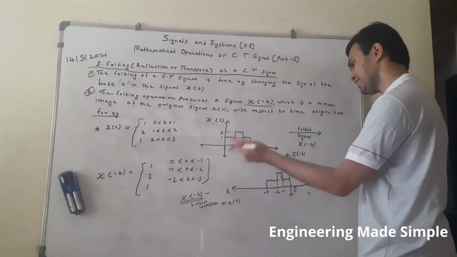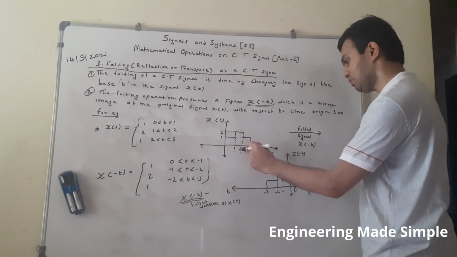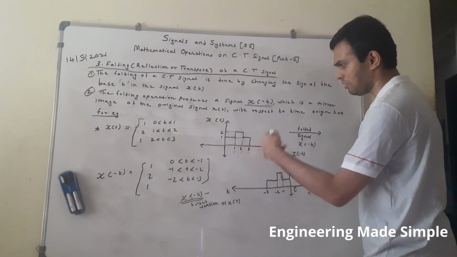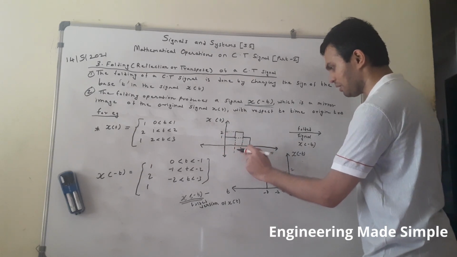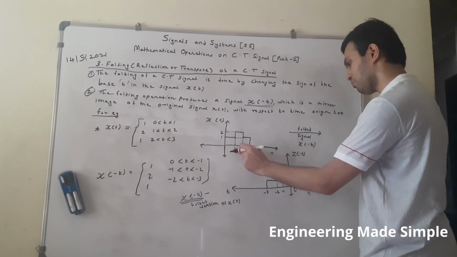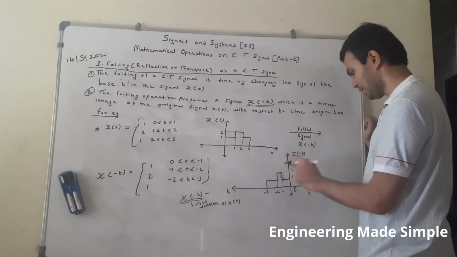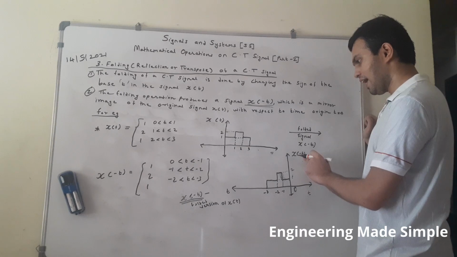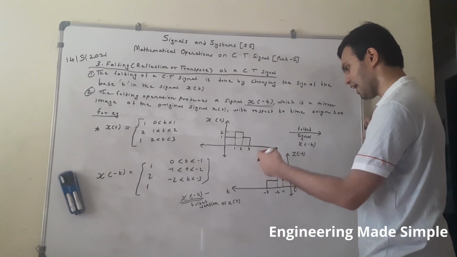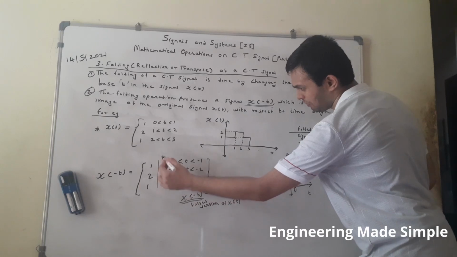Now we are supposed to change the sign of the time axis in order to get the folded version. So this 1, 2 and 3, if you multiply it by minus 1, the sign will get changed. So this 1 will become minus 1, this 2 will become minus 2, this 3 will become minus 3, because we are changing the sign of the independent variable t. And with the change of the sign, the signal will fold to the left hand side, and nothing will change in terms of its amplitude values.